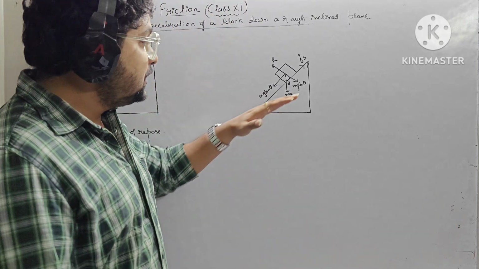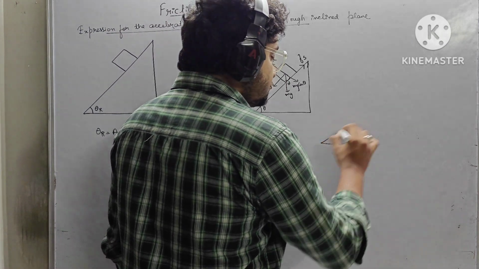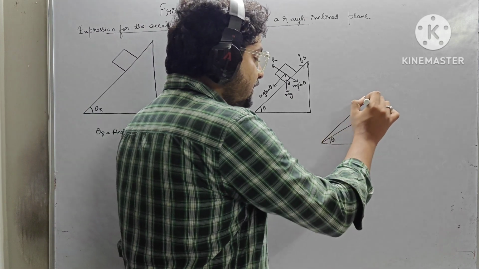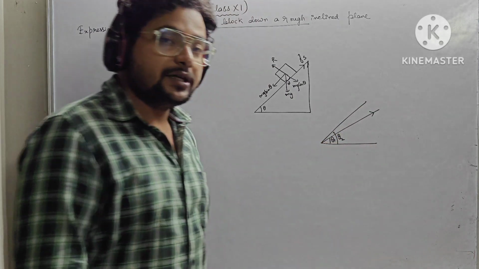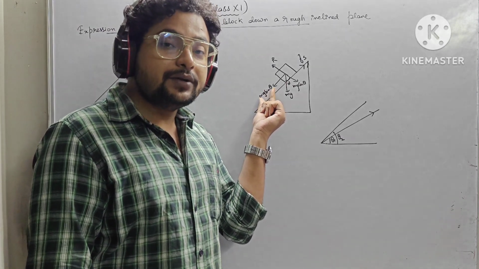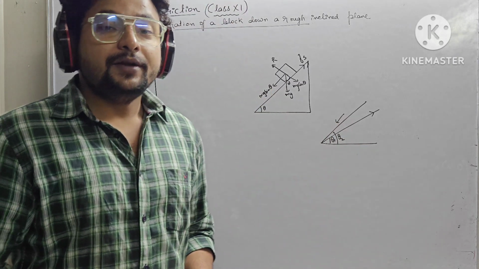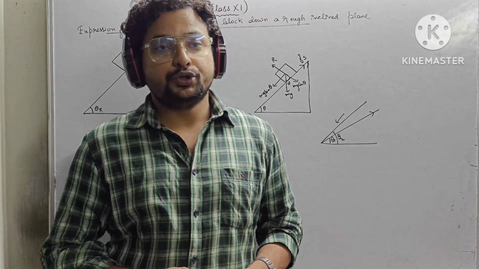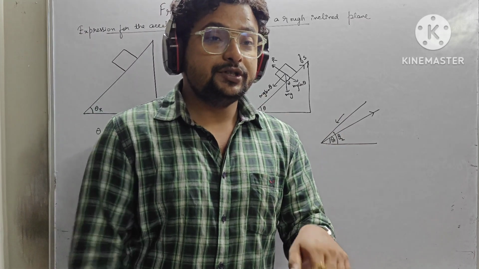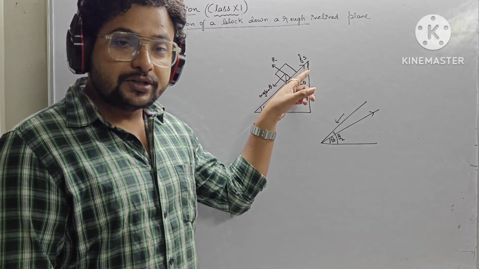But what is going to happen if I increase the value of theta? Suppose theta was this one, and some friction is acting on this side, but if I increase the value of theta, this particular component mg sin theta is also going to increase. As I said, friction is a self-adjusting force. When friction sees that the downward force acting has increased, friction is also going to increase.